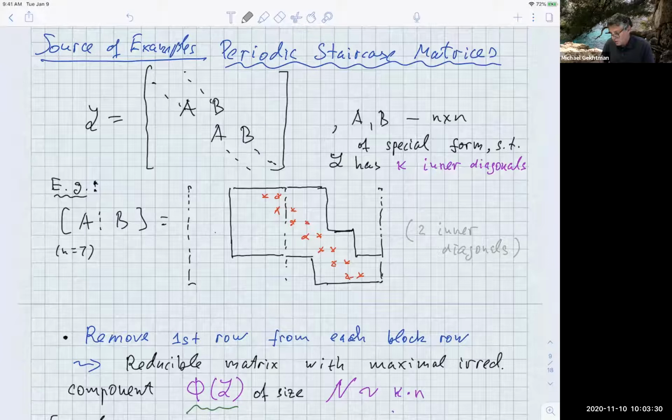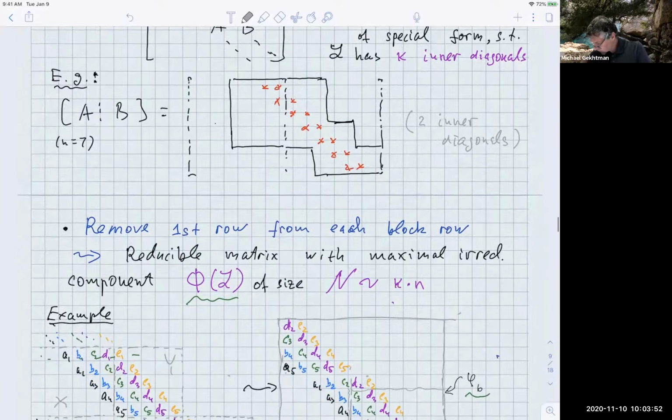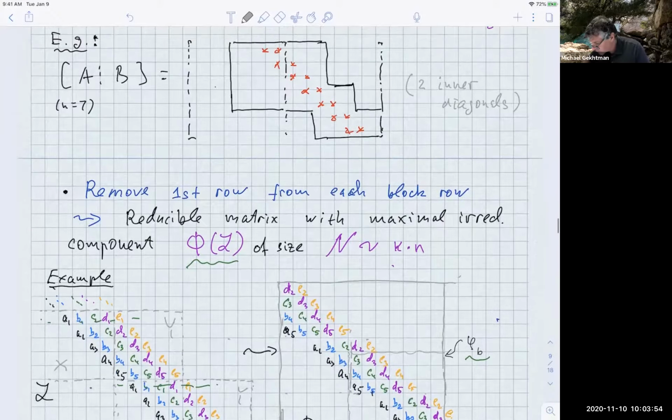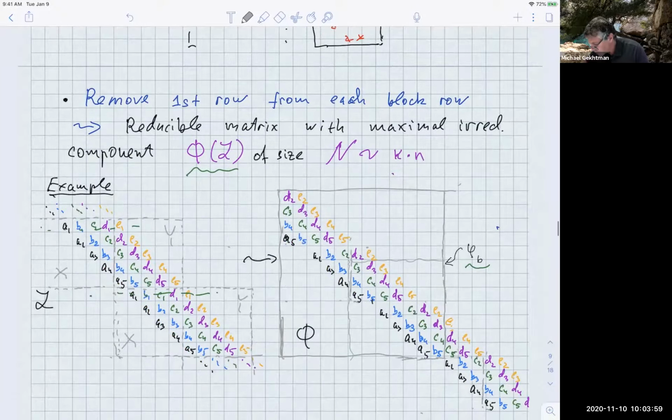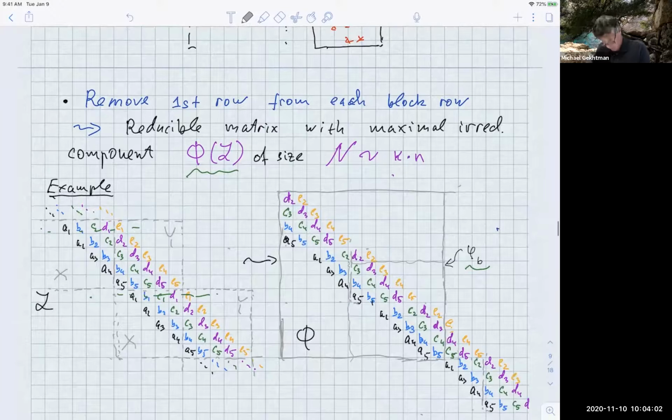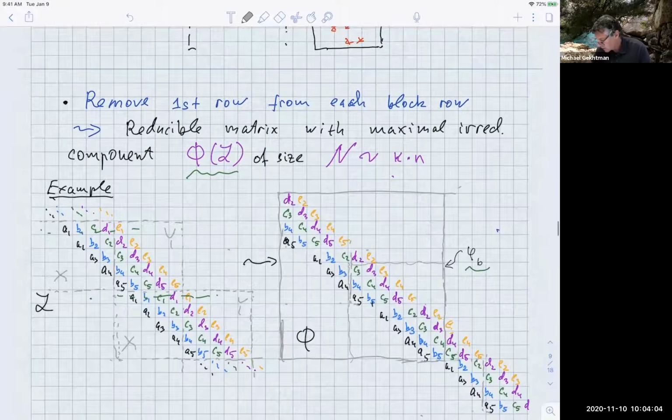When we deal with all examples which are built on GLn, on homogeneous spaces GLn, it's often convenient to define our cluster variables as some trailing or leading principal minors. But here we have a problem because usually you start in a corner and continue from this corner. Here you cannot do that. So to remedy this, we use the following trick. We have this infinite periodic matrix. I'm going to remove the first row from each block row, and then the matrix will become eventually reducible.